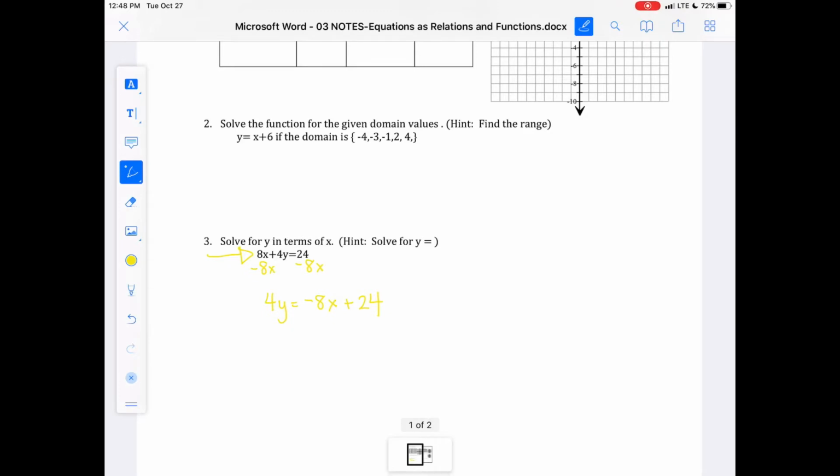If you wrote that as 24 minus 8x, that's fine too. Next, we divide all of our terms by 4. We want to get y by itself. And you notice every term gets divided by 4. Every term. And that leaves us with y equals -2x plus 6.